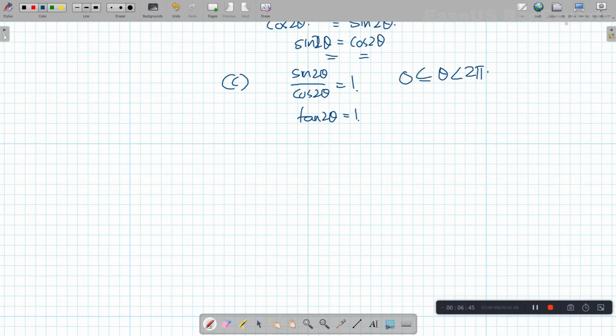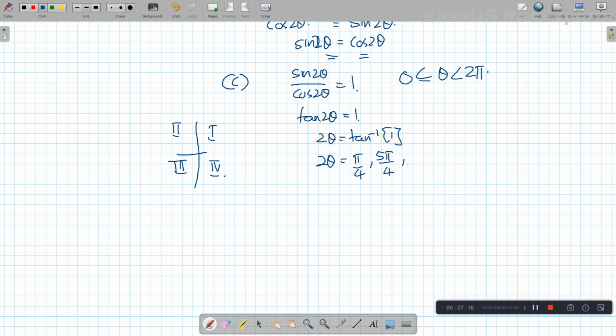Okay, now 2 theta equals shift tangent 1, which is pi over 4. So 2 theta equals pi over 4. Next, this is first quadrant, second quadrant, third quadrant, and fourth quadrant. Tangent is positive in the first quadrant, and then the third quadrant is 180 plus 45, which is 225, and 225 is 5 pi over 4. Next it goes back to the first quadrant again, which is 9 pi over 4, and then back to the third quadrant, which is 13 pi over 4.